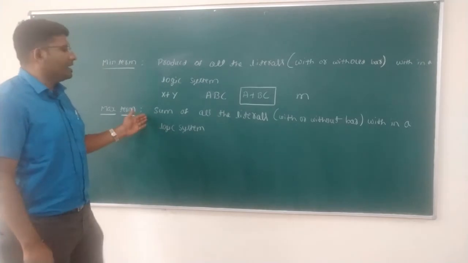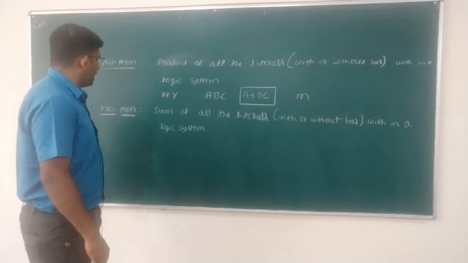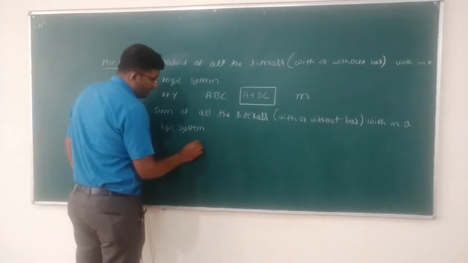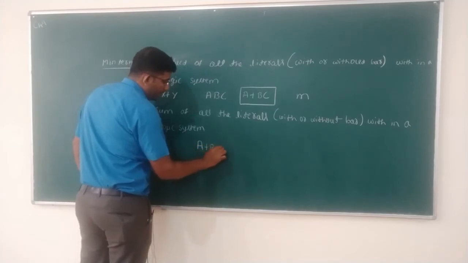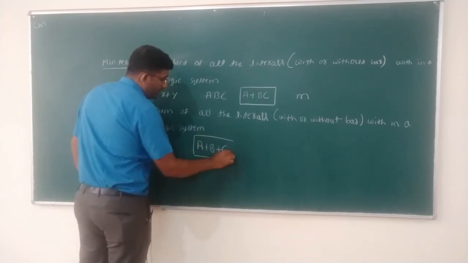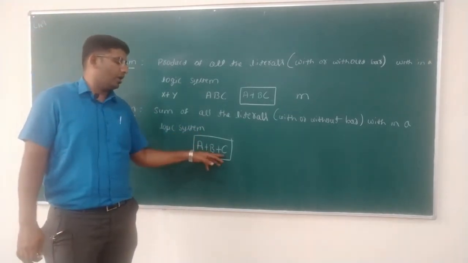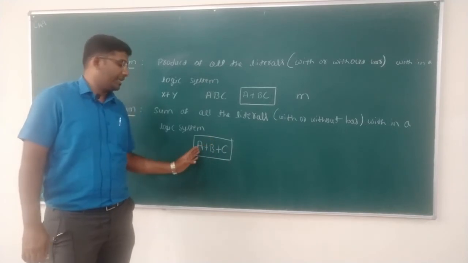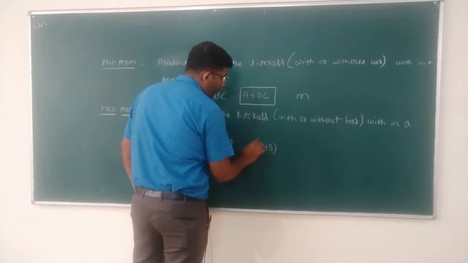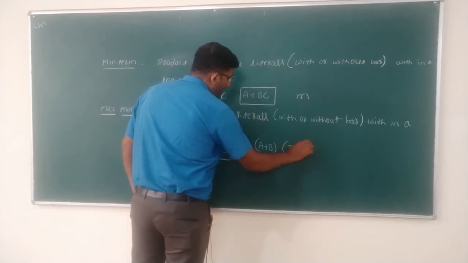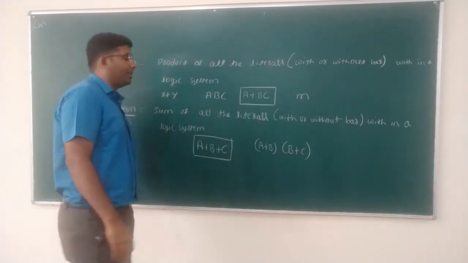In the same way, the sum of all the literals, with or without bar, within a logic system is called a max term. If I consider a plus b plus c, this is the sum of all the literals, with all 3 variables used. If I take a plus b, c is missing, and if I take b plus c, a is missing. That cannot happen in a max term.